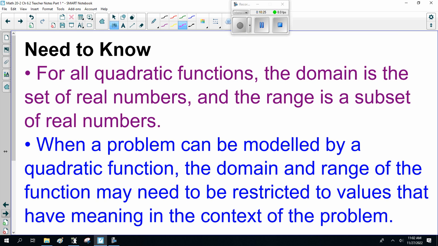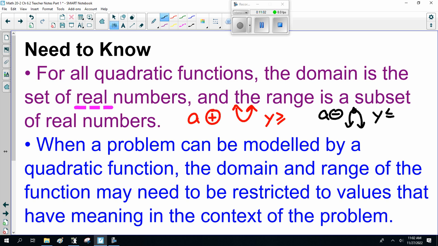Not a coincidence. Now, what you need to know: for all quadratic functions, the domain is the set of real numbers, just real, as opposed to imaginary, and the range is a subset of real numbers. Remember what I said? If a is positive, it opens up. Y is greater than or equal to something. If a is negative, it opens down, a frowny face. Y will be less than or equal to something because there's a maximum, as opposed to the minimum here.